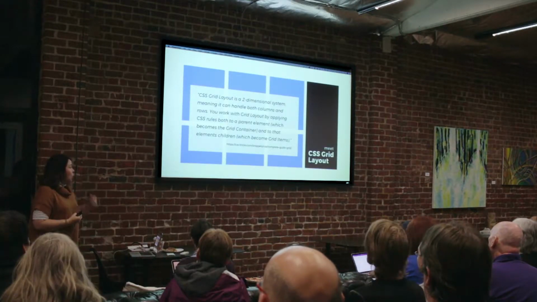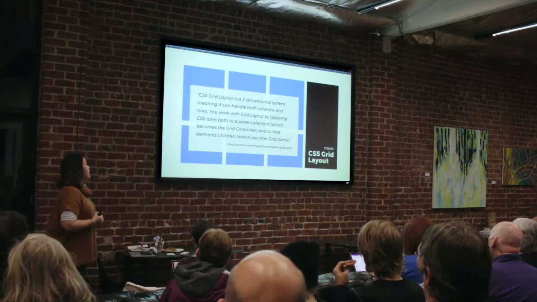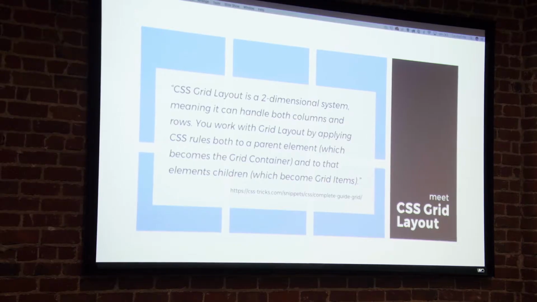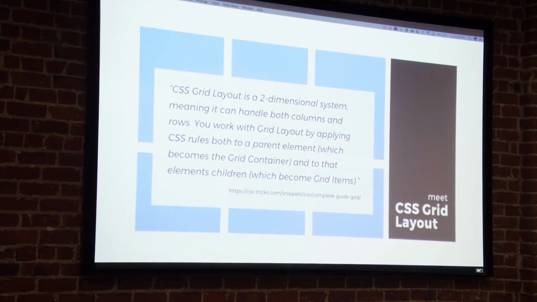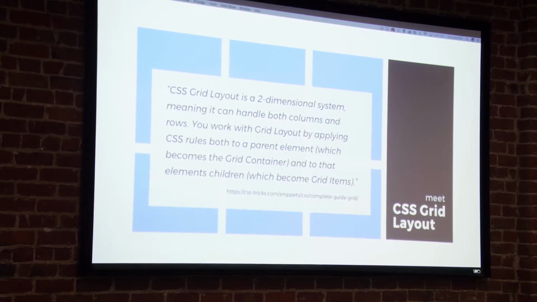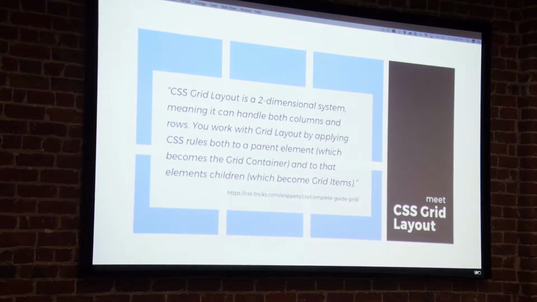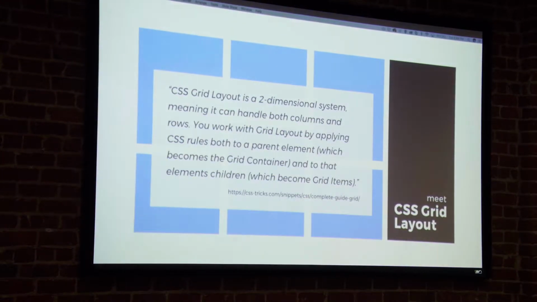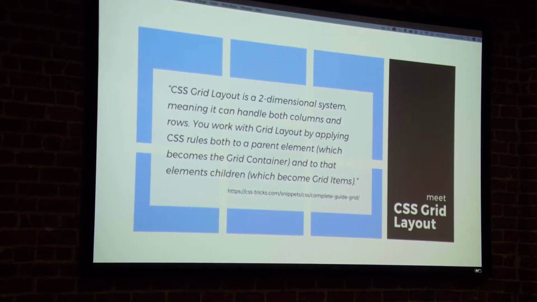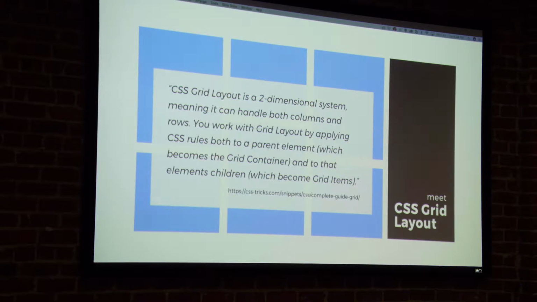So what is CSS Grid Layout? It's a two-dimensional system, meaning it can handle both columns and rows. So for those of you familiar with Flexbox, you'll know Flexbox can only handle one direction. So this kind of is the next evolution, if you will, of Flexbox. You're going to be working with a grid layout by applying CSS rules to both parent elements, which is your actual grid container, and your child elements, which then become your grid items.